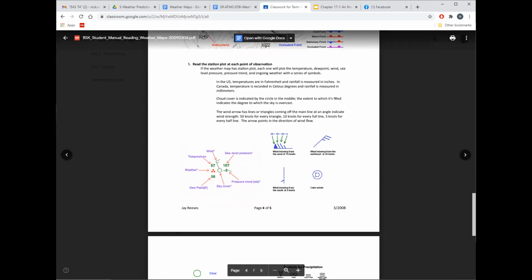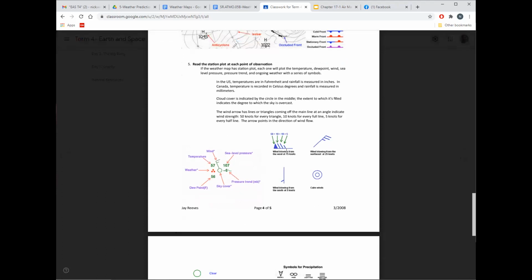And then it also tells you the speed. A half line or a half dash is 5 knots. A full dash is 10 knots, and a triangle is 50. And you just add them up using that system.